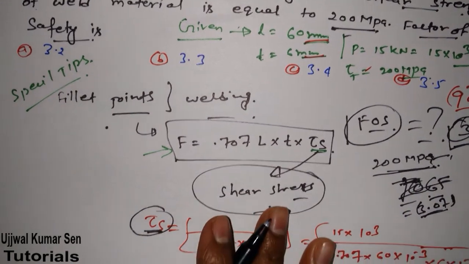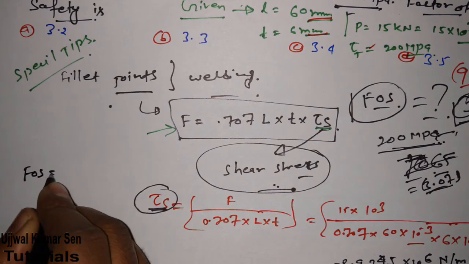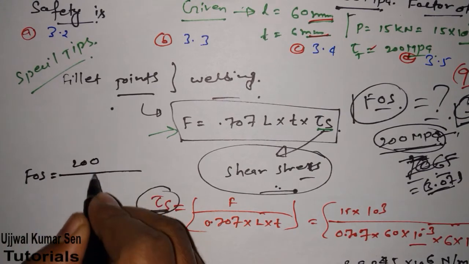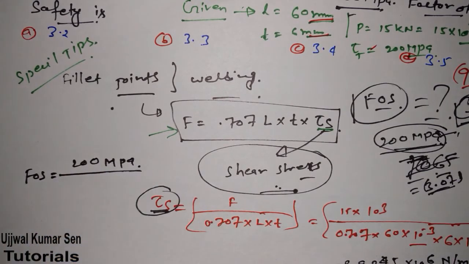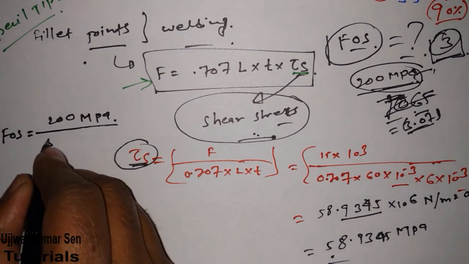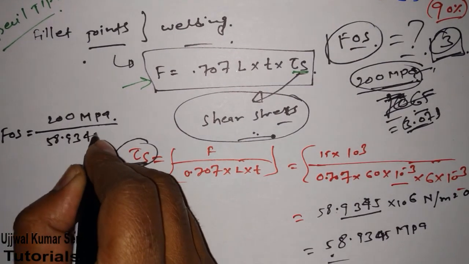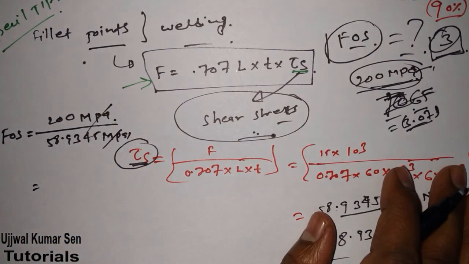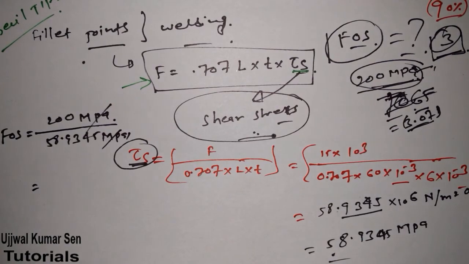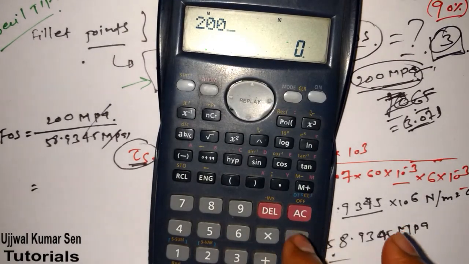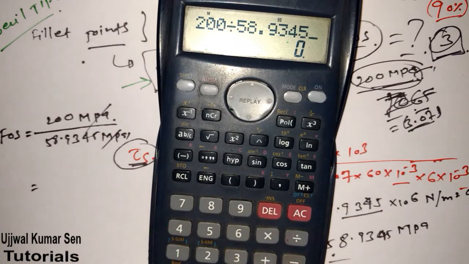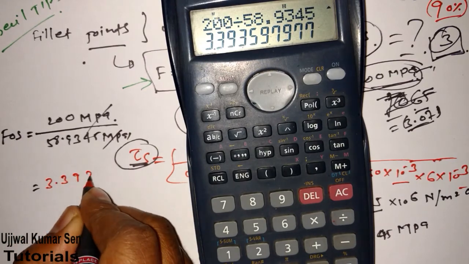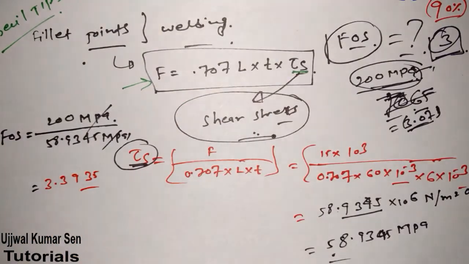Now what is the factor of safety? Factor of safety is equal to the maximum load it can bear, that is 200 megapascal, divided by the load it is actually bearing, that is 58.9345 megapascal. So megapascal gets cancelled, which is why we know that factor of safety is dimensionless. So it's 200 divided by 58.9345. What value exactly are we getting here? 3.3935.